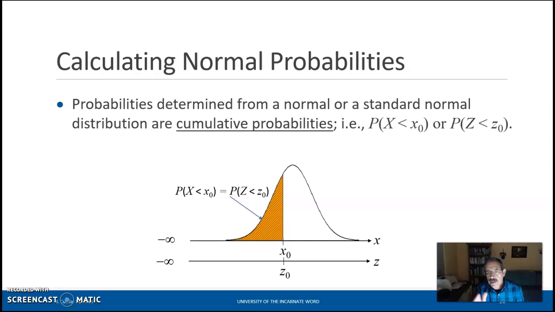So that means that the cumulative probability obtained from the normal or the standard normal distribution is the probability that the random variable x is less than some value, or that the random variable z is less than some value. So this is what we call probabilities to the left of the value. And you will hear me talking about probabilities to the left, probabilities to the right, or between two values.